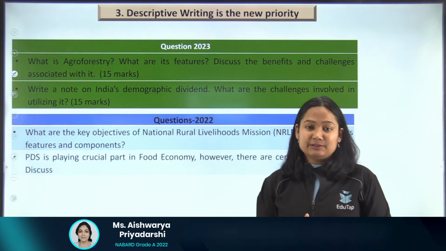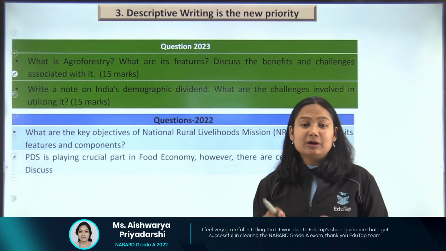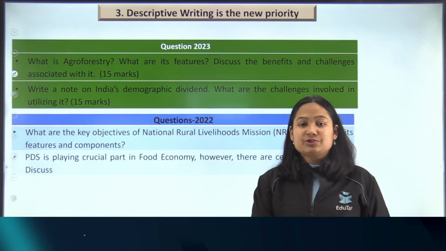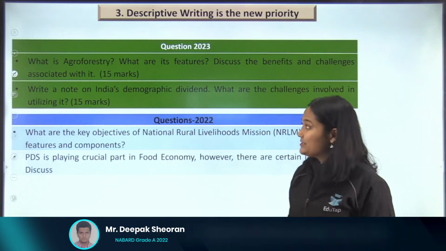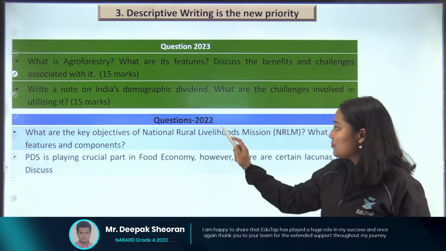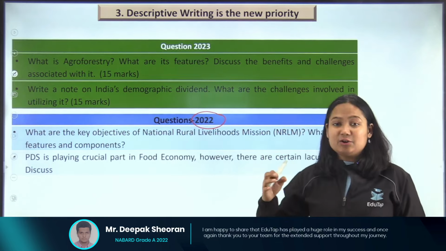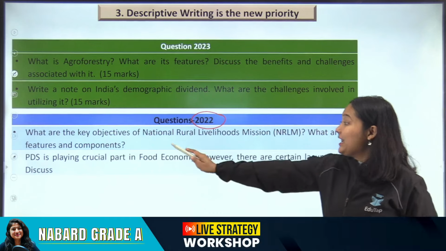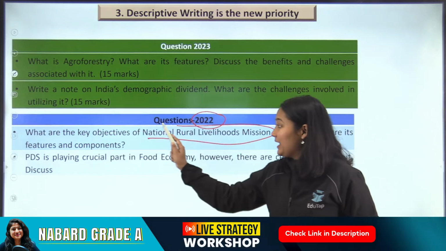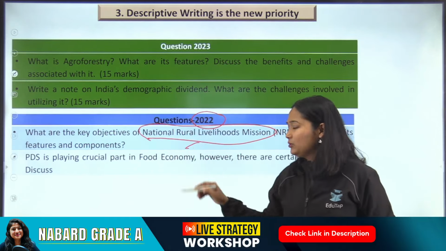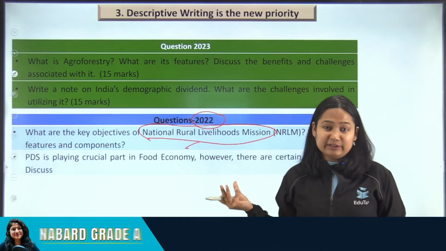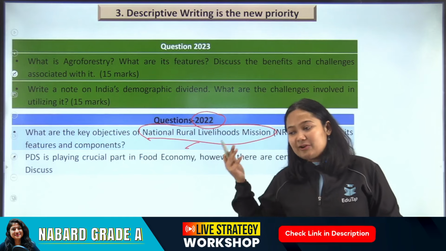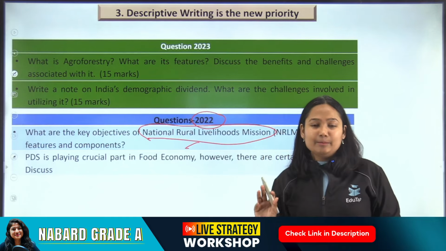Ultimately, what does this mean? That means you need to cover even the static portion in depth. I'll give you an example. If I talk about the year 2022, the majority of questions were from current affairs. Here you can see NRLM, even the schemes I have told you about. If I go by this, you will be reading only the ministry and bare minimum information, so that even if I forget, I'll see the options and mark one.